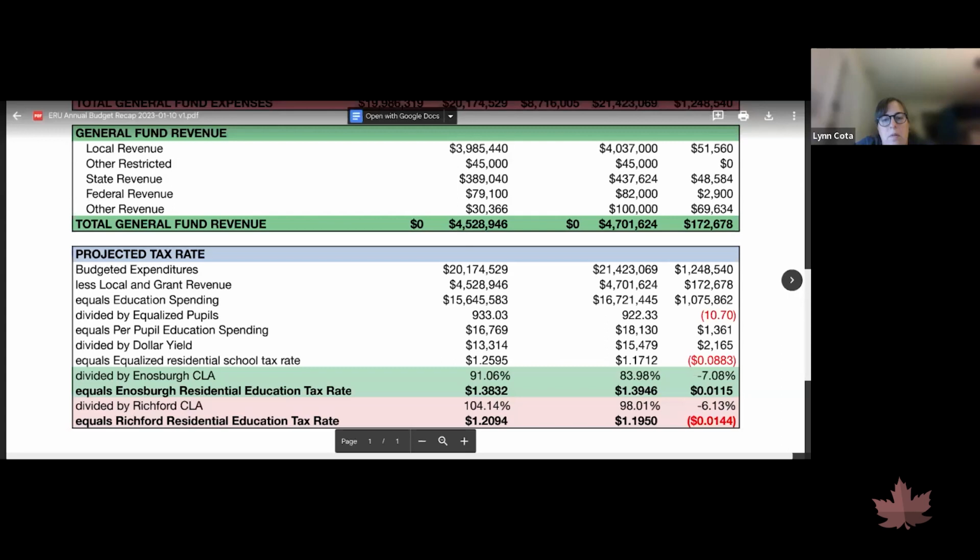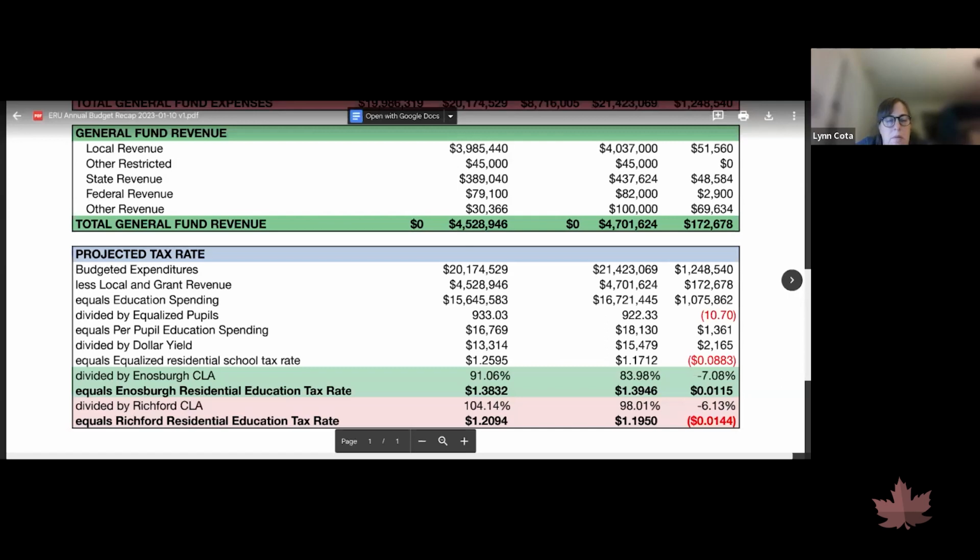Is there anybody feeling that we should put it all in capital? Or some in capital? I agree with them. 45 and then put some in capital reserve.